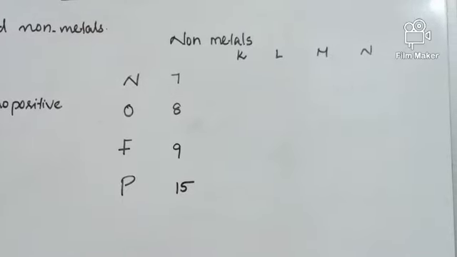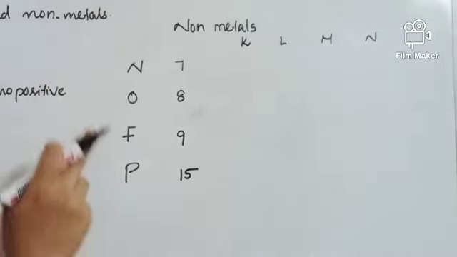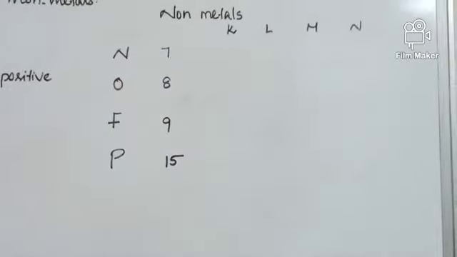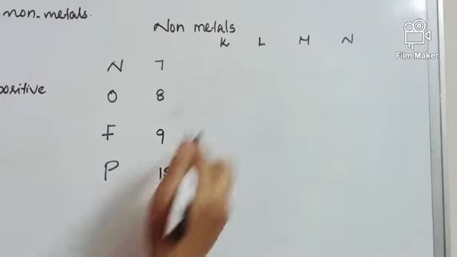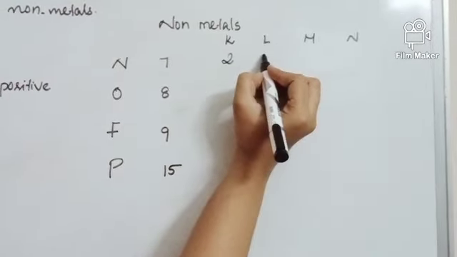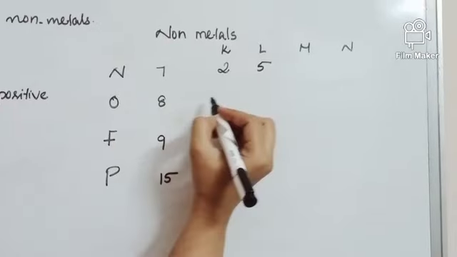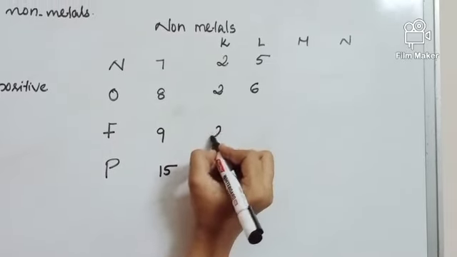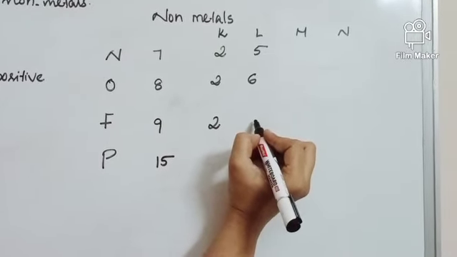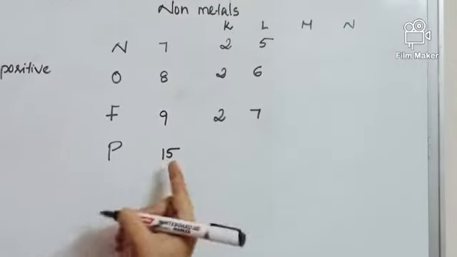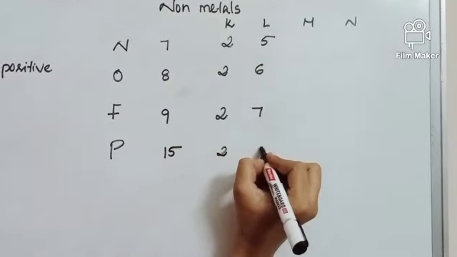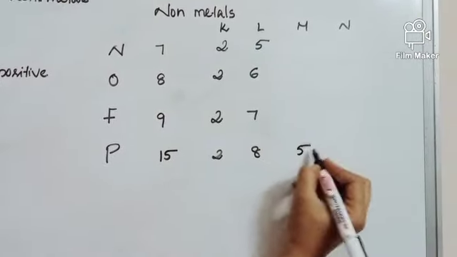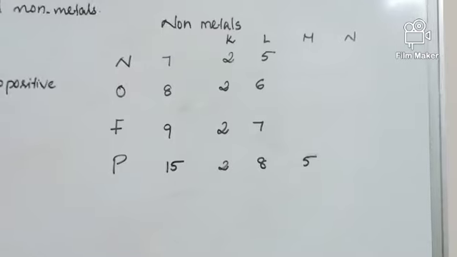Now let's see the electronic configuration of non-metals. I have taken the example of nitrogen, oxygen, fluorine, phosphorus. Nitrogen atomic number 7, that means the number of electrons is 7. So we can write K shell 2 and in L shell 5. Oxygen 8, therefore 2, 6. Fluorine 9, so 2, 7. Phosphorus 15, so 2, 8, 5. So this is the electronic configuration of some non-metals.